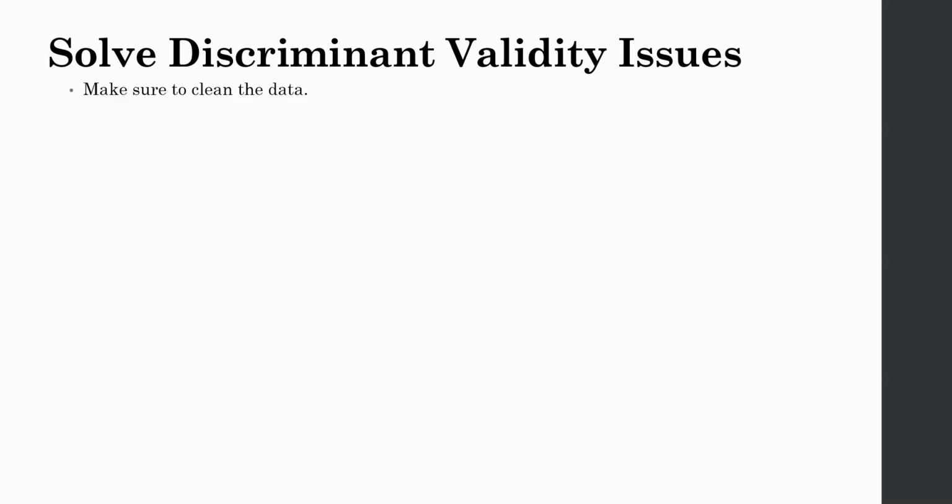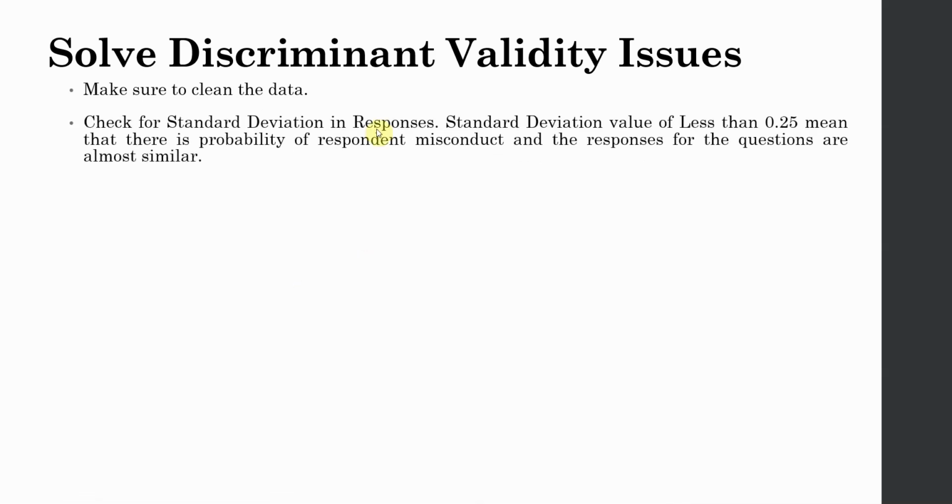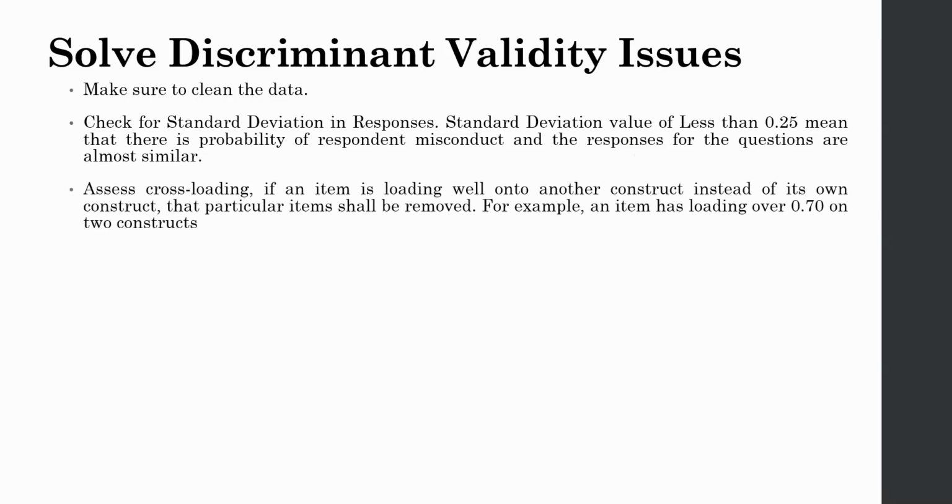What if there is no standard deviation in the responses? Then your discriminant validity will be high. Check the standard deviation in responses. A standard deviation value less than 0.25 means that there is a probability of respondent misconduct and the responses to the questions are almost similar. Assess cross-loading. If an item is loading well onto another construct instead of its own construct, that particular item shall be removed. For example, an item has loading over 0.70 on two constructs.